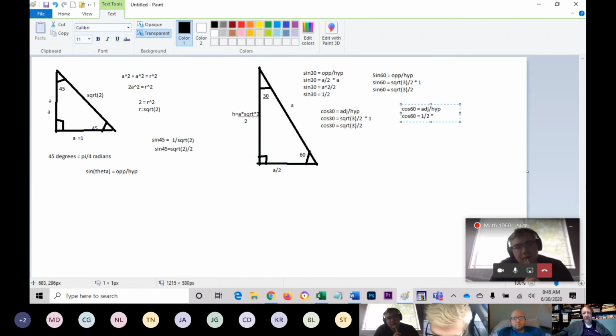Times the hypotenuse, which is just plain old a, right? Which is also 1. Okay. So the cosine of 60 is going to be what? 1/2. 1/2. Okay.